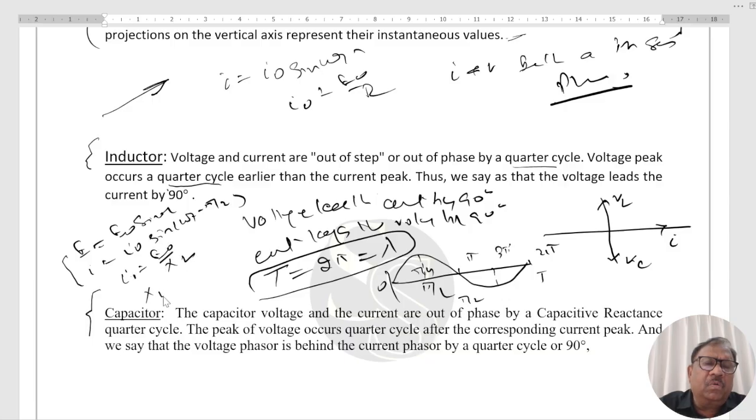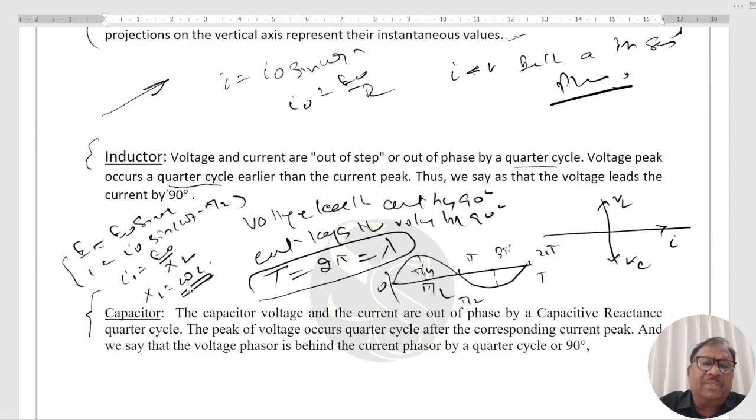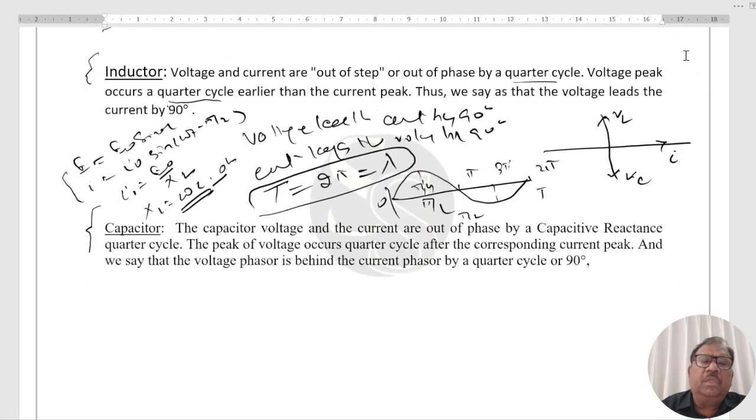XL equal to omega L. Omega is 2 pi f. That is known as inductive reactance. Its unit is ohm. Right? This is also going to be discussed in the next question in this video.